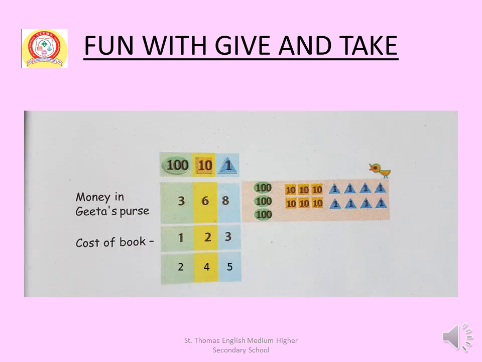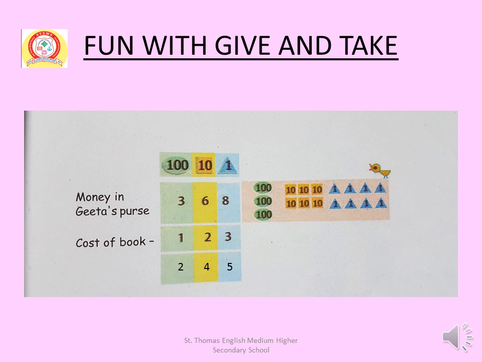Here, money in Geeta's purse, that is 368. Cost of book is 123. First column is ones column, second column is tens column, and third column is hundreds column. So in ones column, strike off 3 tokens from 8 tokens of ones. So you have 5 tokens left. So write 5 in the ones column.